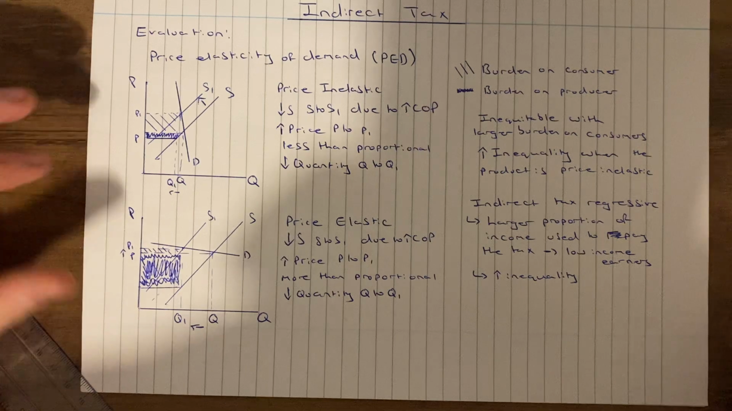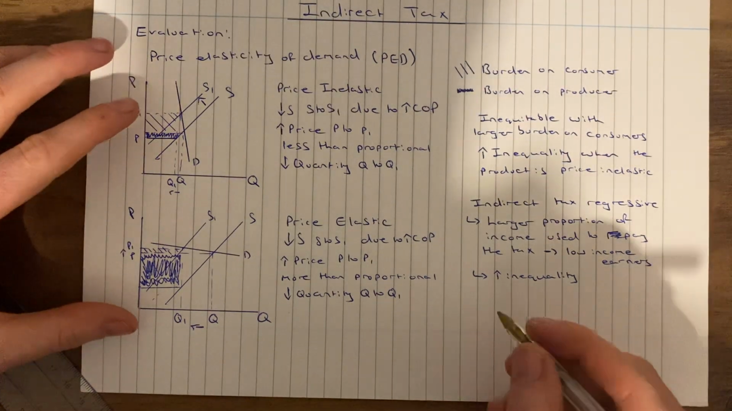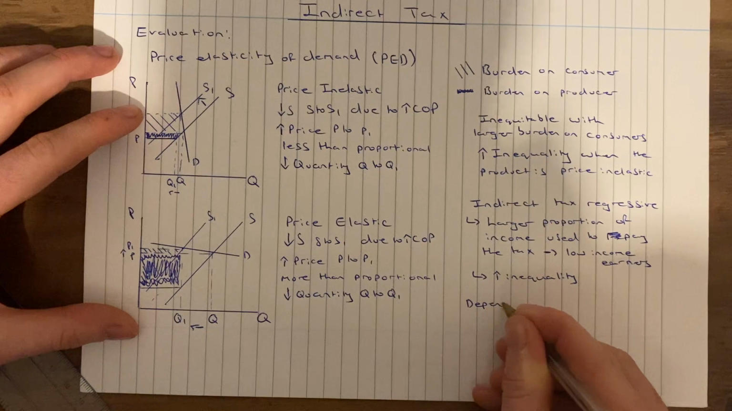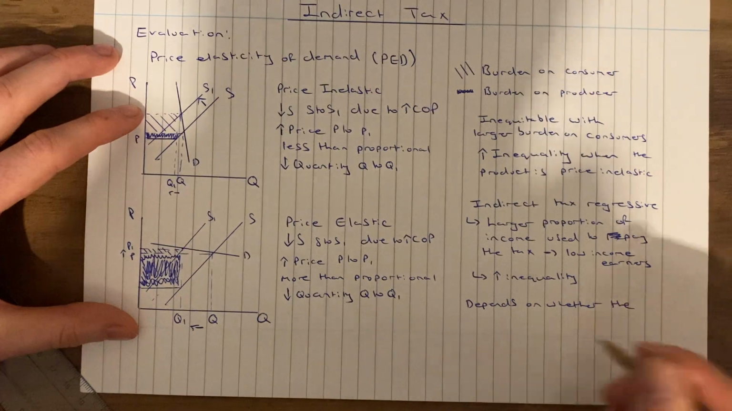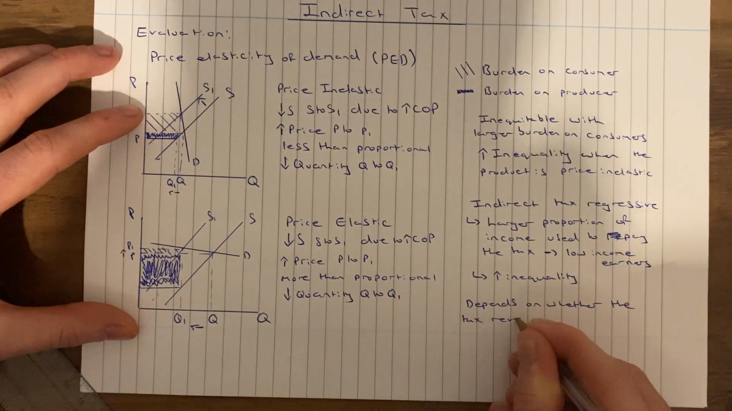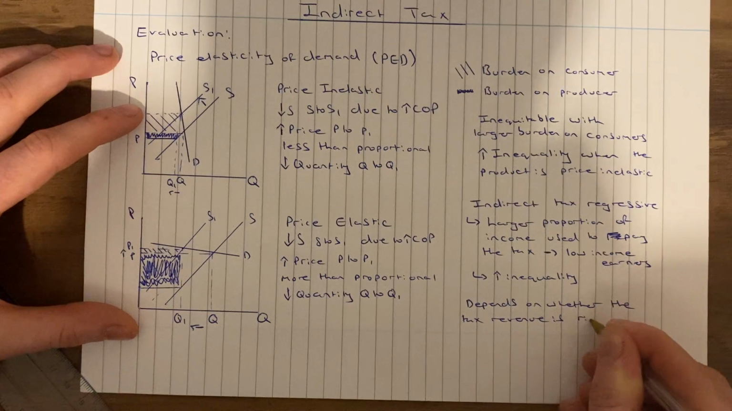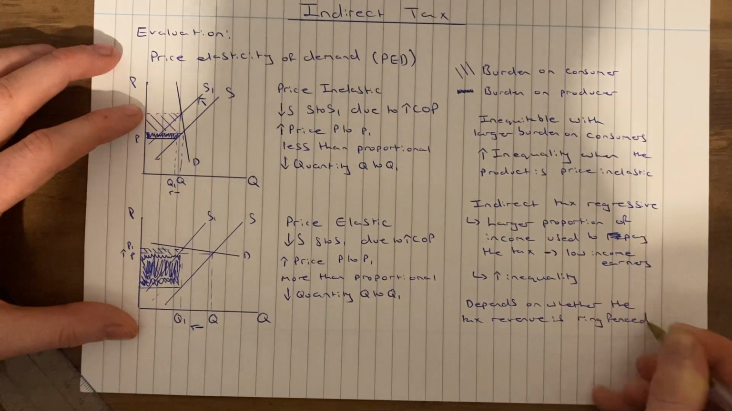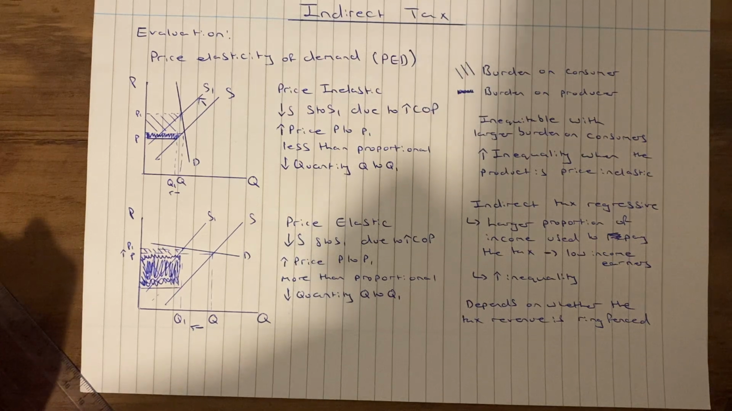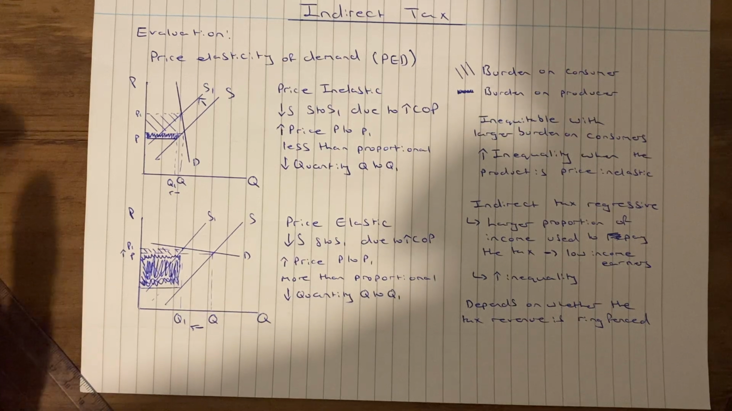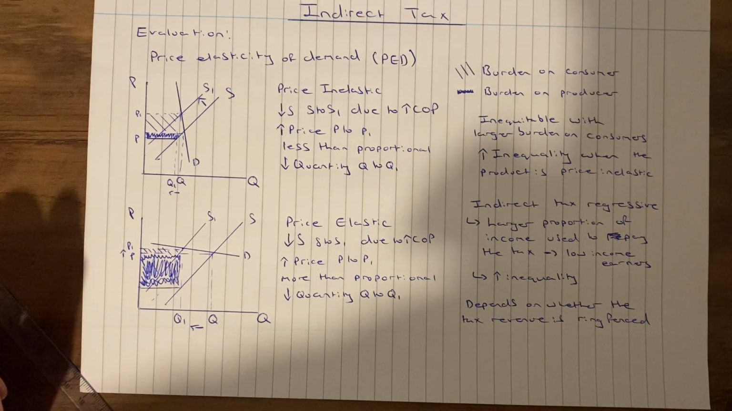particular tax. The effectiveness of the tax, we could argue, depends on whether the tax revenue is ring-fenced, or you may come across the word hypothecated, but it means the same thing as ring-fenced. And what we mean by ring-fenced or hypothecated is the idea that the tax revenue that's generated by the use of the tax is then put to good use.